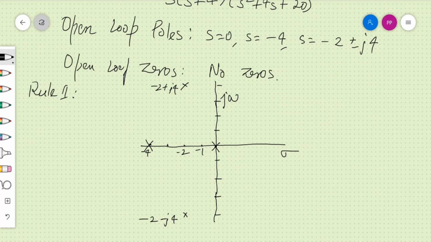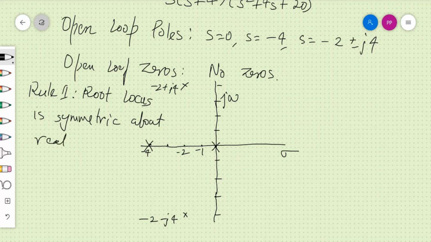So this is the first rule. We will implement it later, but we keep in mind that the root locus is symmetric about the real axis.